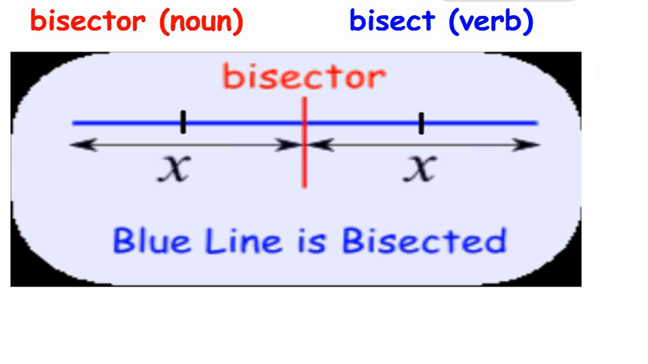Okay, bisector is a noun. So the line right here is a bisector. It is a segment bisector. So in that case, it's a noun. If the line is bisecting the blue line, then it's a verb. Okay, so you're going to see it in both contexts. So make sure you understand the difference between the 2.